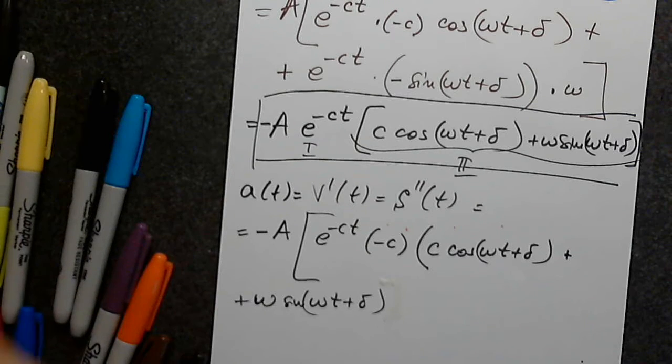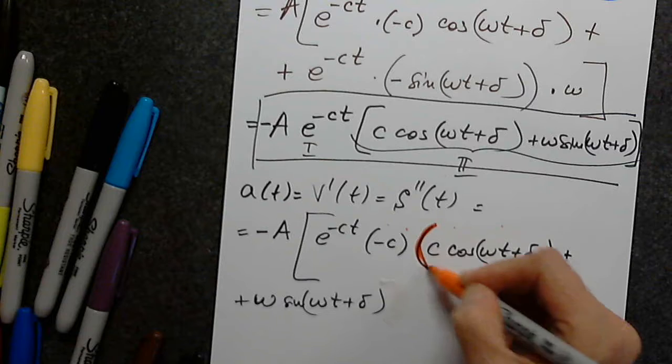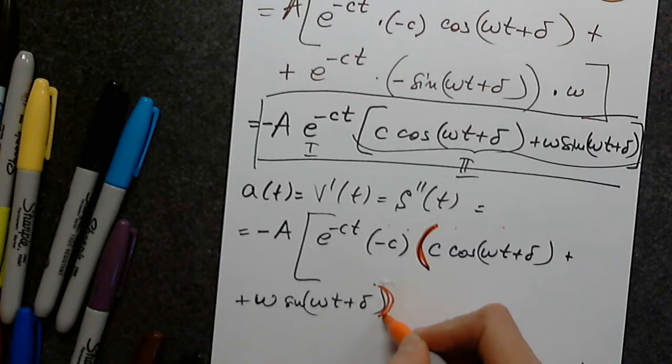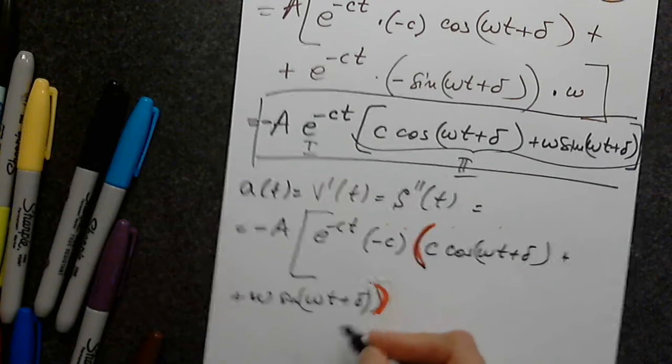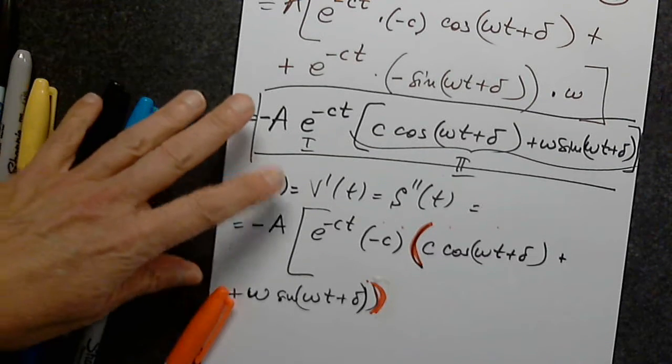So let me put different colors here. So this, and this. There you go. Okay, now you're missing it. Yeah, because I wanted to avoid the whiteout. Okay, so one more time.